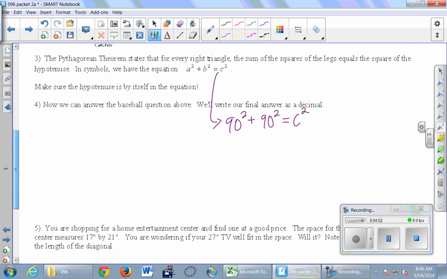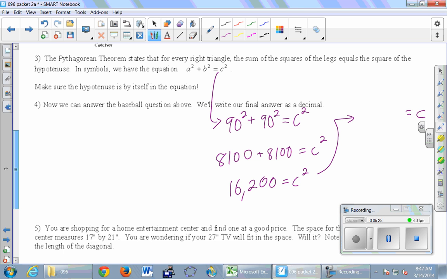Okay, and then we'll just clean this up a little bit. So 90 squared is 81 with a couple of zeros, 8100, plus another 8100, equals c squared. Smush these together. 16,200 is c squared. And then finally, what do we do to both sides? Who was that, Yurka? Square root. So take the square root because that's the opposite of this squared symbol. So c is the square root of 16,200.